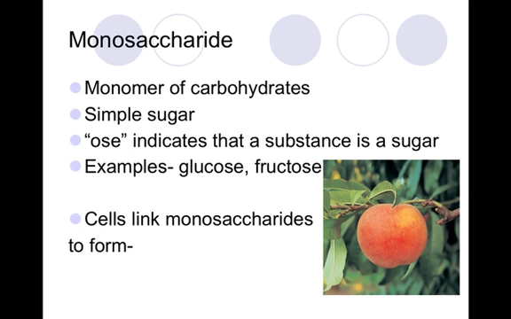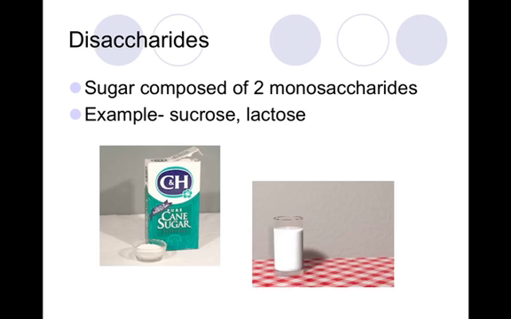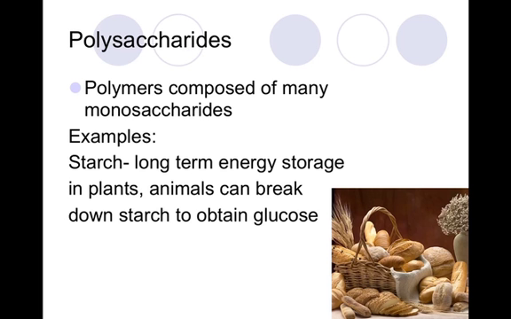Monosaccharides are simple sugars. They end in -ose, and glucose is an example of that. They are linked together to form carbohydrates. So that's the monomer. You need to know that. Disaccharides are carbohydrates that are made up of two monosaccharides, like sucrose and lactose. Polysaccharides are polymers composed of many monosaccharides.